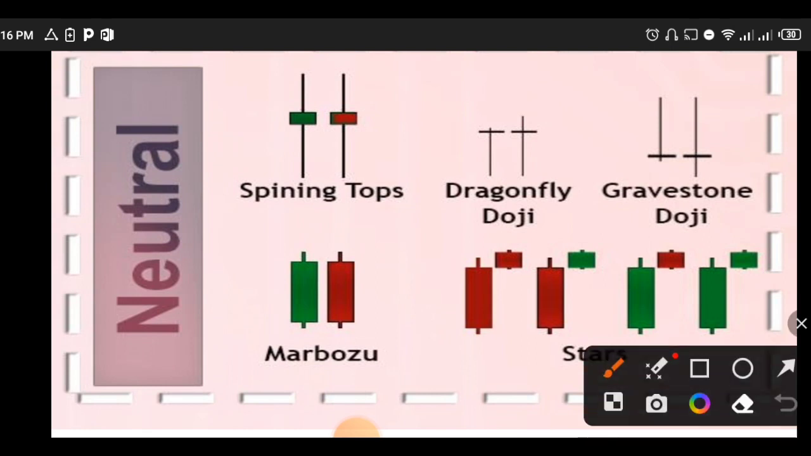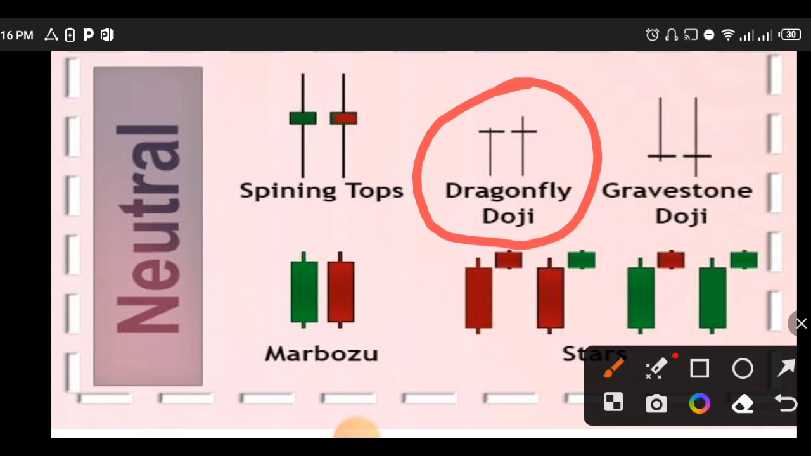The dragonfly doji identifies indecision in the market, meaning the candlestick has no formation yet, so it is neutral. It can be buy, it can be sell, it remains neutral. The same thing goes for the gravestone. It remains neutral. Anything can happen.